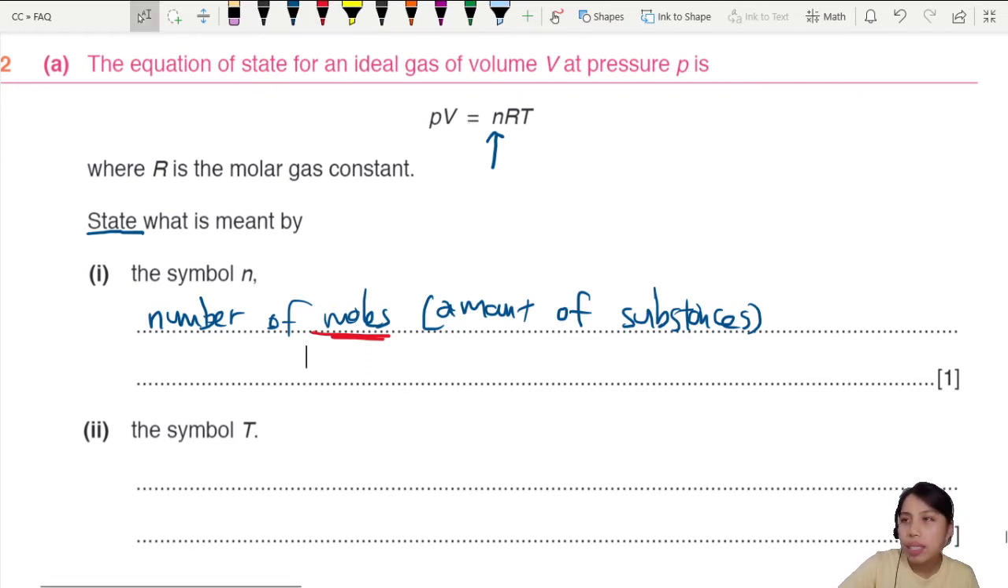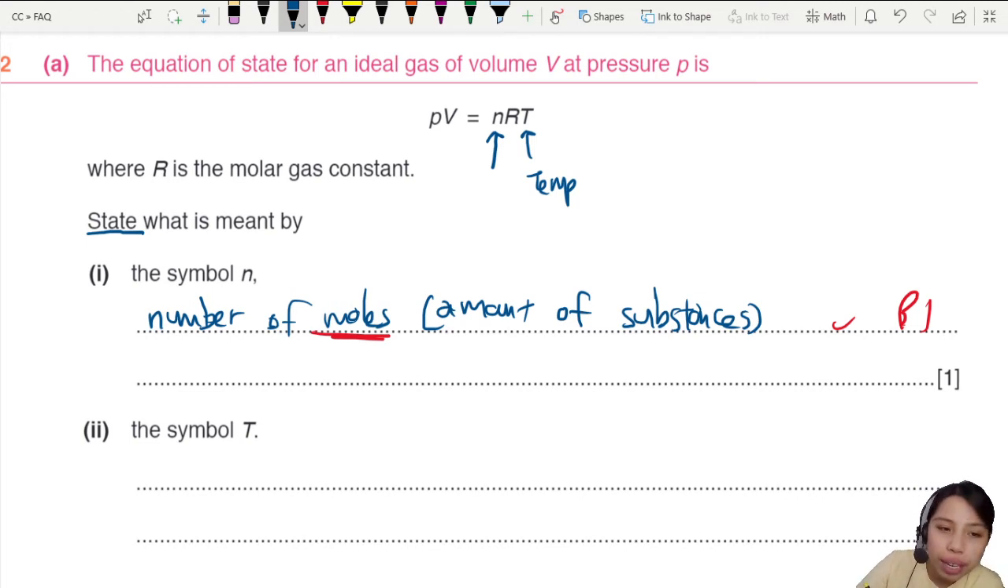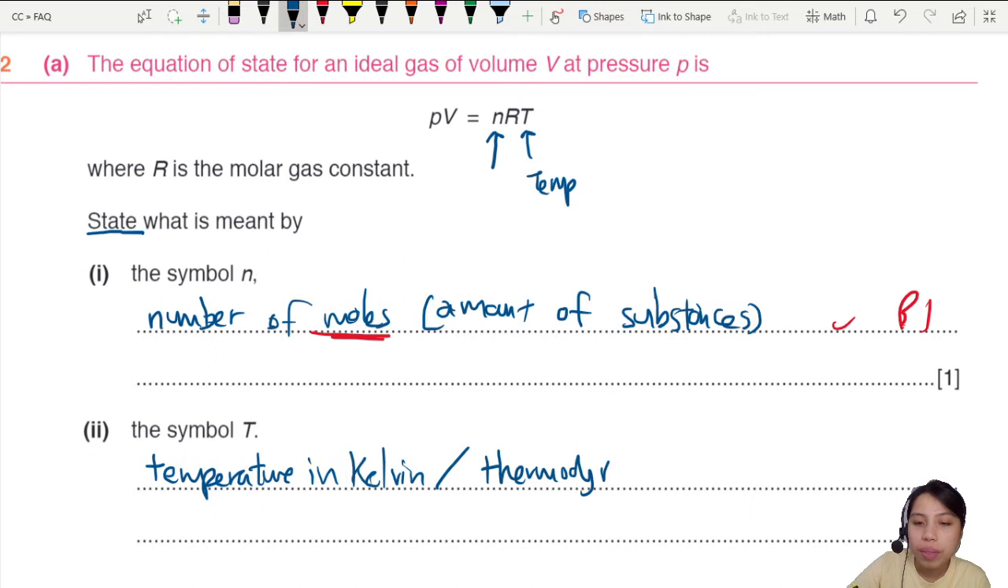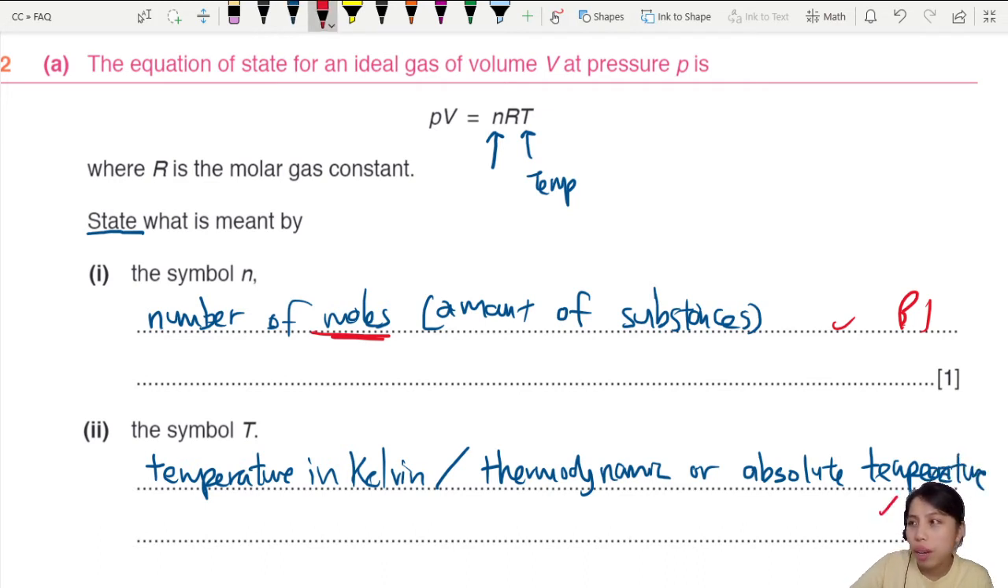And you also have to talk about what the symbol T is. I forgot to say this is B1. Symbol T, what is T? Temperature. But in what? Celsius, Kelvin, or Fahrenheit? There are so many different scales, so it's best to say this is the temperature in Kelvins. The Kelvin temperature scale is also called the thermodynamic temperature or absolute temperature. Any of these would give you a mark. So that is another B1 mark.